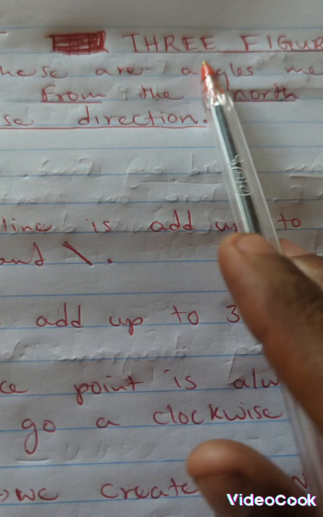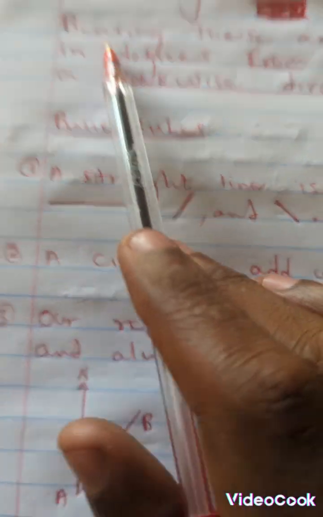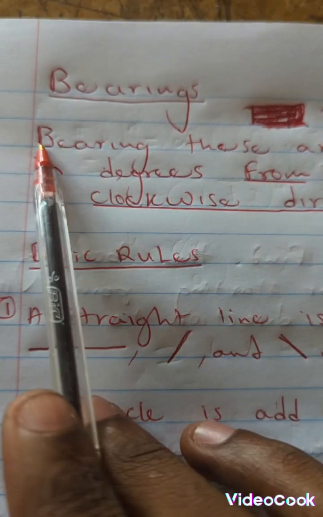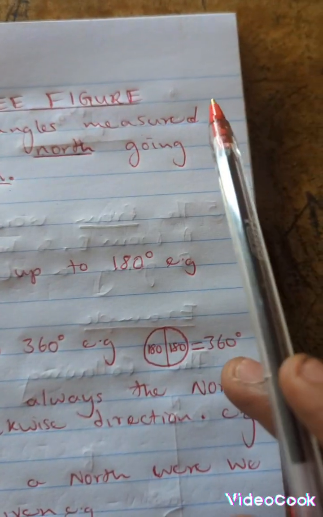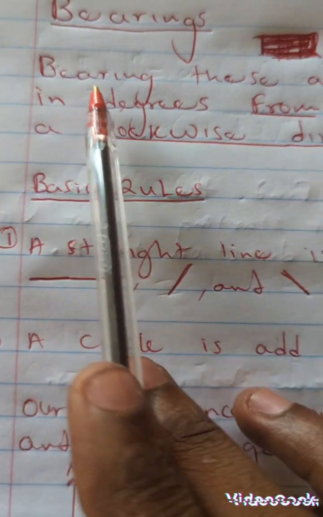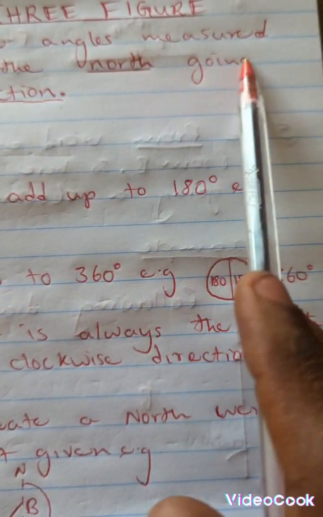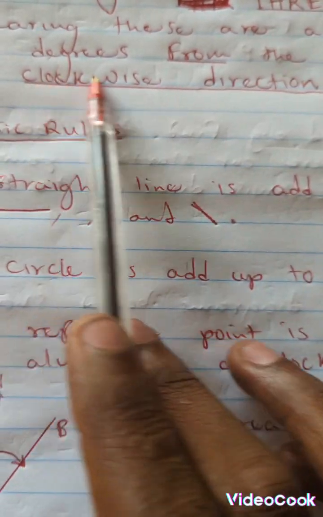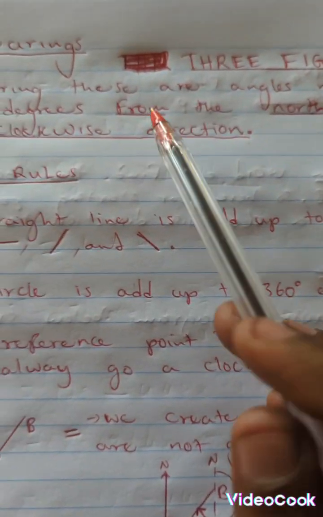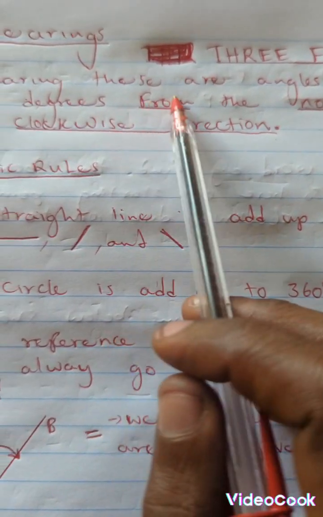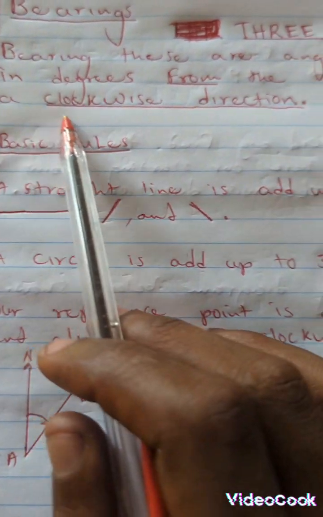The first thing that we're going to do is to define what three-figure bearings are. These are angles measured in degrees from the north, going in a clockwise direction. Remember, I've ticked this note: from the north, and going in a clockwise direction.